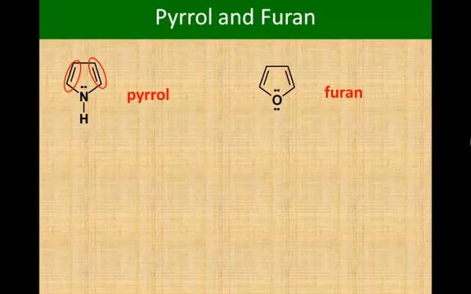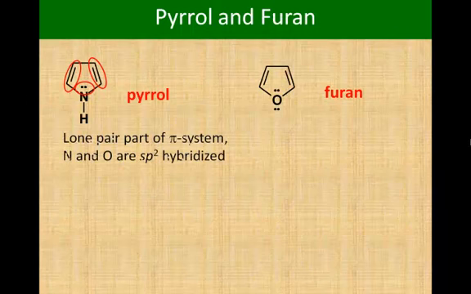In order for pyrrole to be aromatic, it's got to use that lone pair of electrons on the nitrogen as part of the aromatic pi system. So the lone pair on the nitrogen is part of the pi system. You'll see that that's true also for furan. The nitrogen and the oxygen are sp2 hybridized.